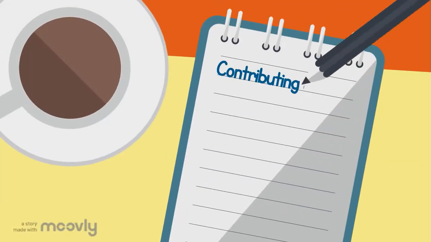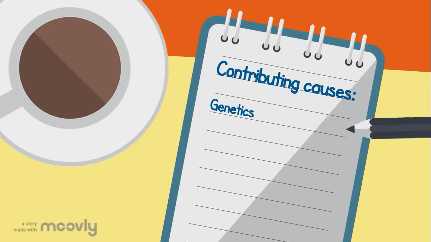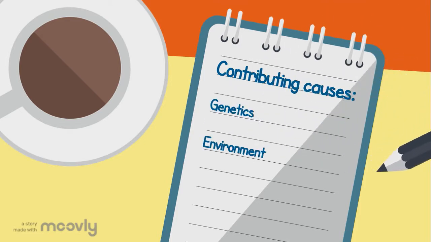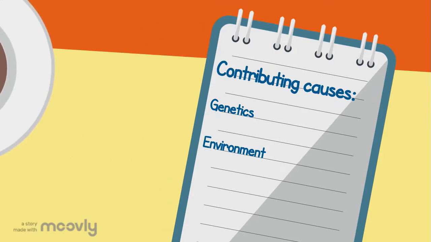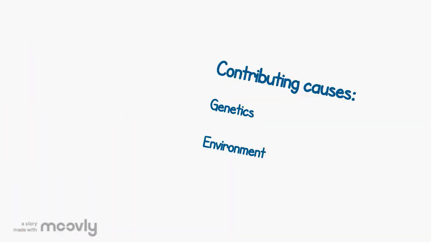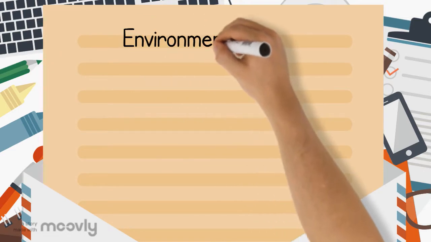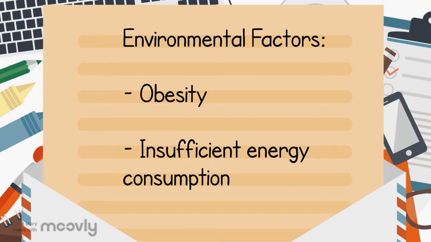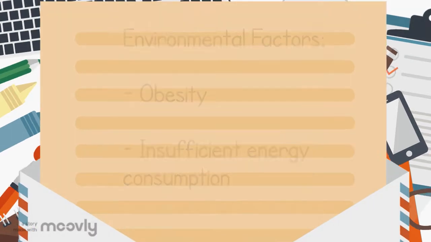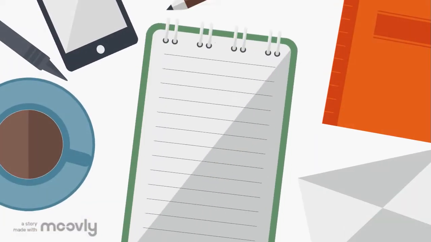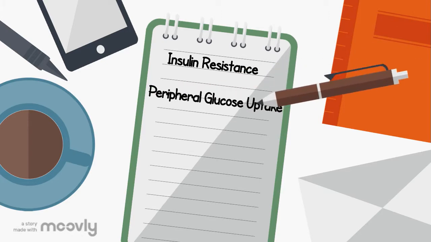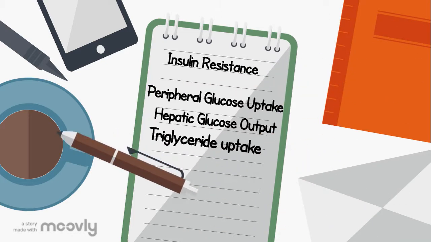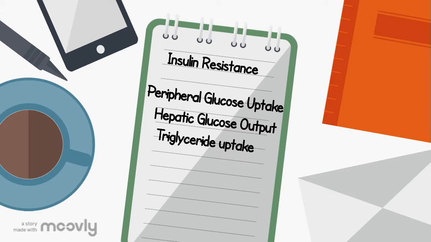Two main contributing causes have been identified for type 2 diabetes. The first is genetic makeup, where abnormalities in genes and molecules involved in insulin action affect blood glucose regulation. Environmental factors such as obesity cause decreased muscle mass, which induces insulin resistance. Insufficient energy consumption results from increased fat and simple sugar intake and decreased starch and dietary fibre intake. These overall factors cause insulin resistance and impaired insulin secretion, the major characteristics of type 2 diabetes.